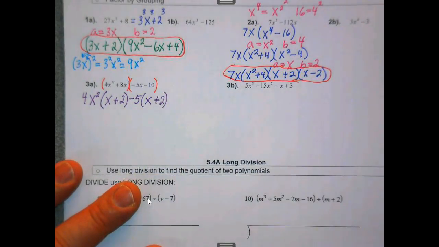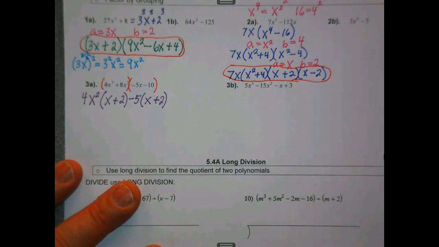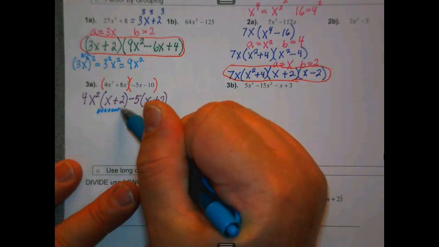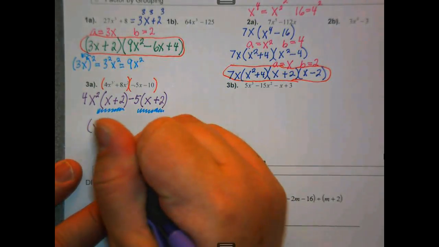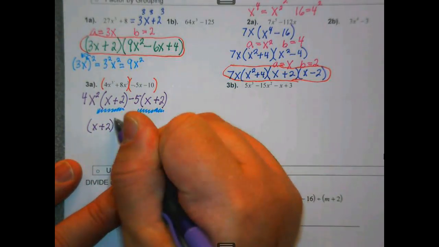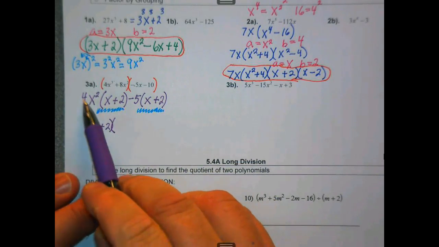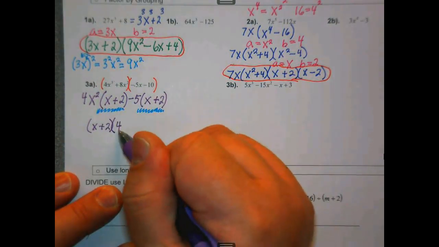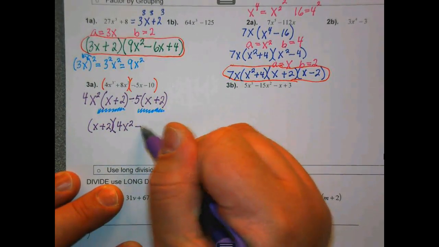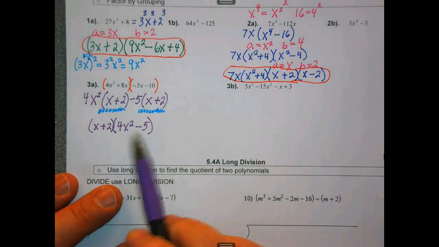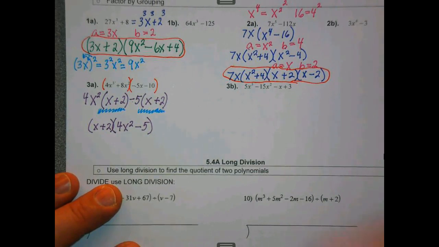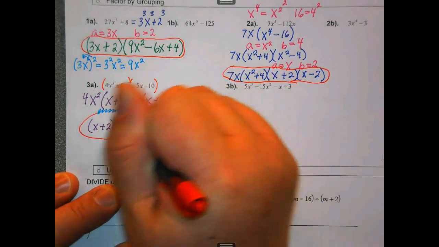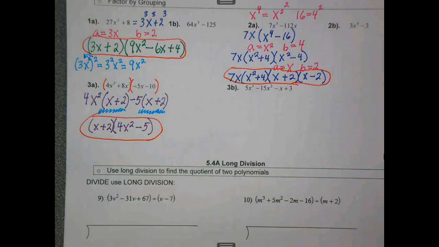Now the whole idea here is to get the same quantity, right? So I get my x plus 2. And what I have left over is my other quantity, 4x squared minus 5. And make sure that you can't factor this any further. This is not a difference of squares, so I'm pretty safe saying... questions on factoring.